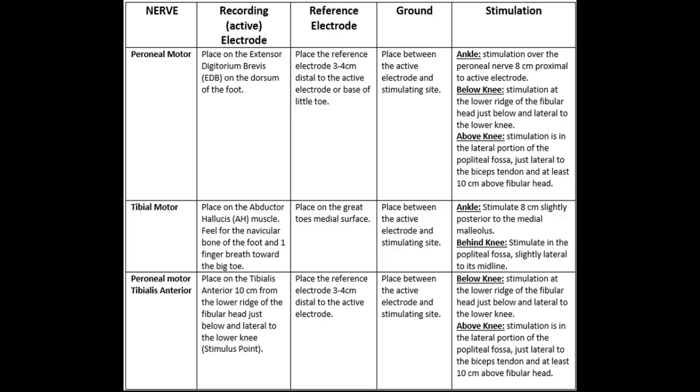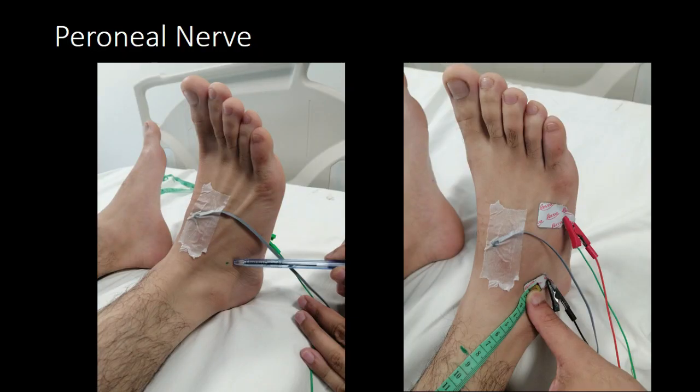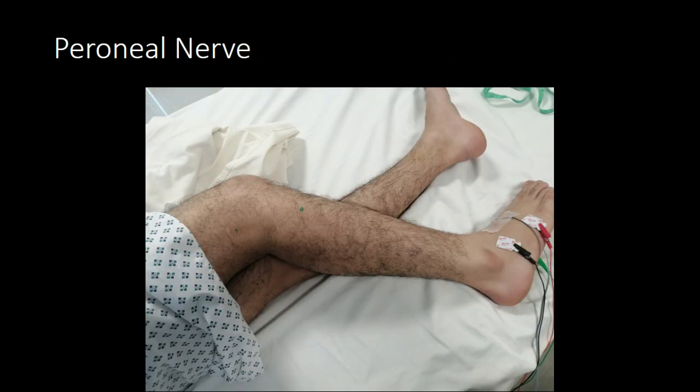At the tibialis anterior muscle, at the lower ridge of the fibular head, 10 centimeters distal, because you're going to stimulate at the fibular head, below the fibular head. So you do below-knee stimulation at the lower edge of the fibular head, and then above the knee in the popliteal fossa, you can stimulate and get the responses. Again, extensor digitorum brevis: measuring the distance between the two malleoli, you're going to stimulate and try to get the recording. On the fibular head, you're going to go below the fibular head and also in the popliteal fossa on the lateral side to stimulate and get the recording for the peroneal motor nerve.